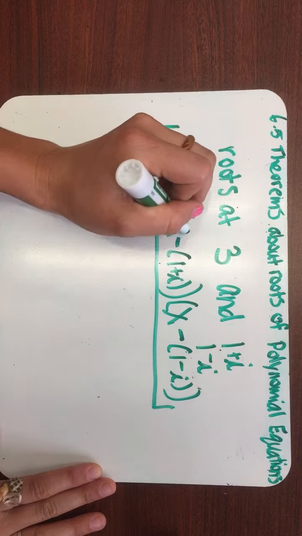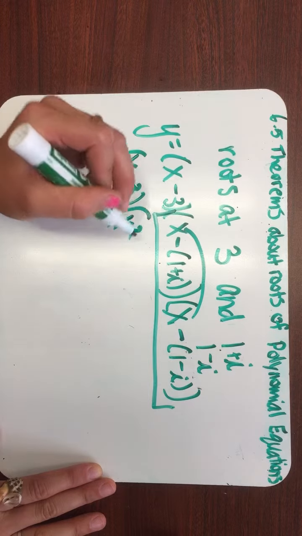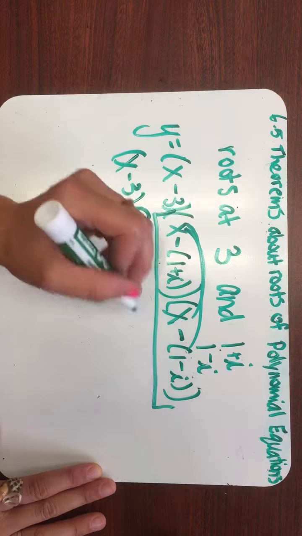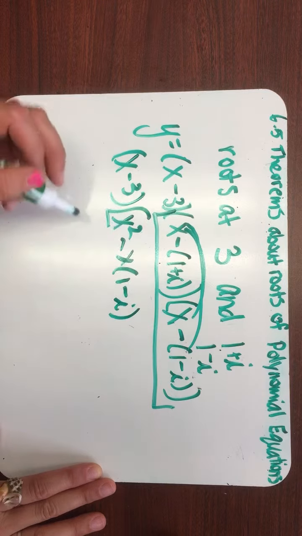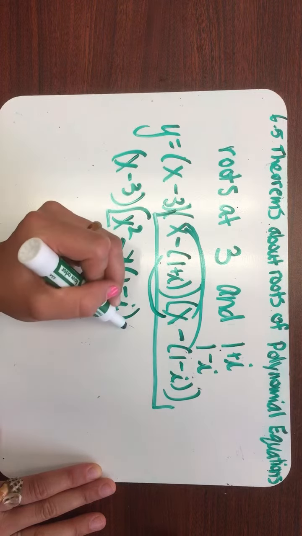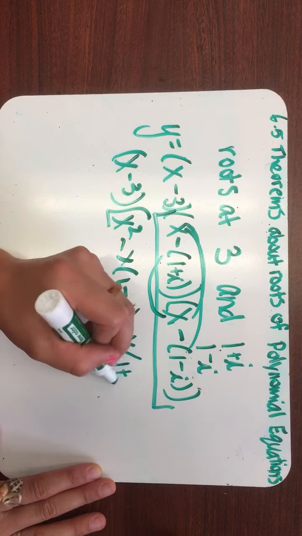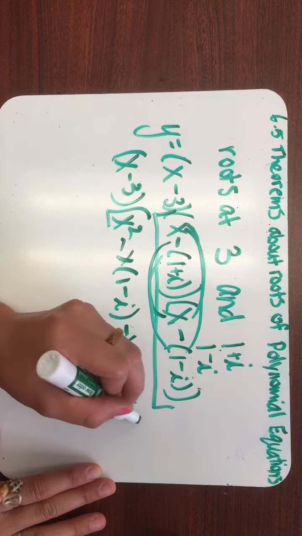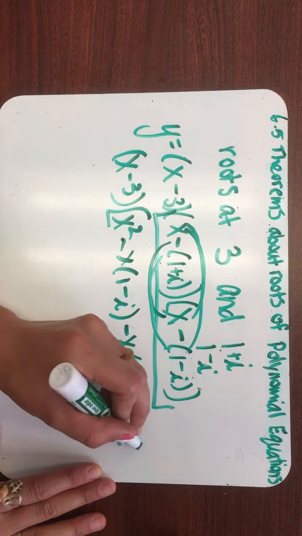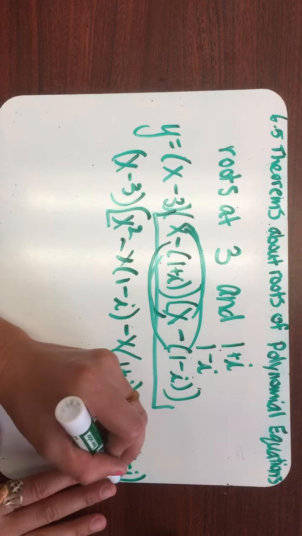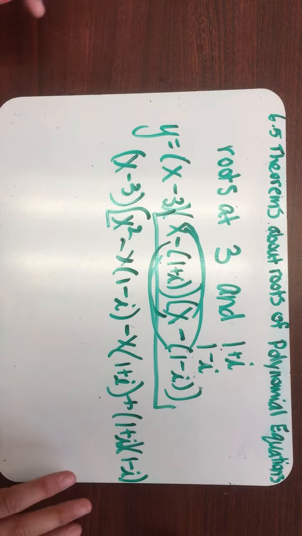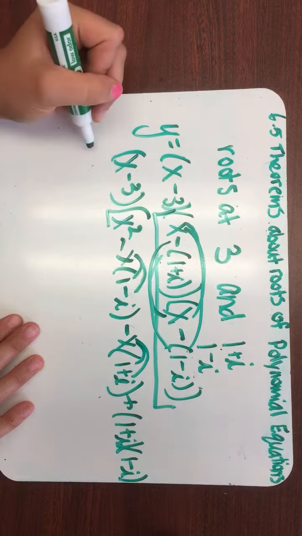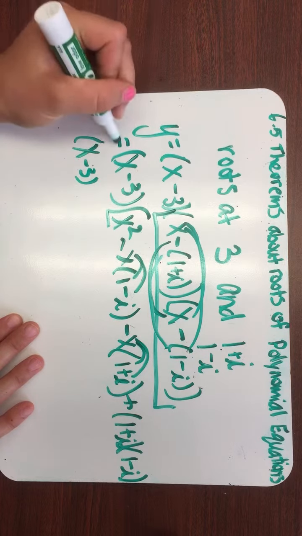So we're going to go first, x times x is an x squared. Outer, this is a negative x times this binomial, 1 minus i. Inner, x times a negative is a negative x, 1 plus i. And our last, a negative times a negative is a positive, and then we have these two binomials, 1 plus i times 1 minus i. Okay, so then we can distribute in our negative x. And we'll just bring down our x minus 3 for now.